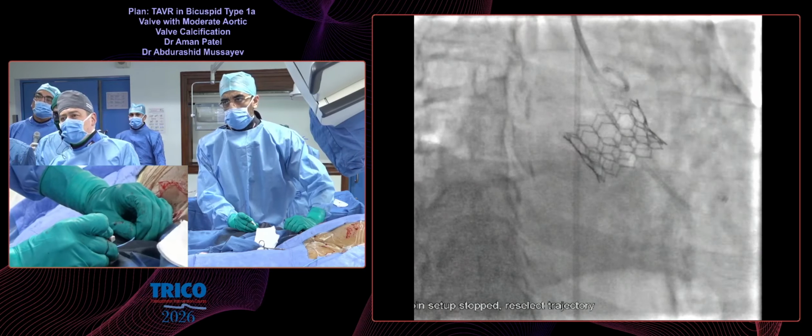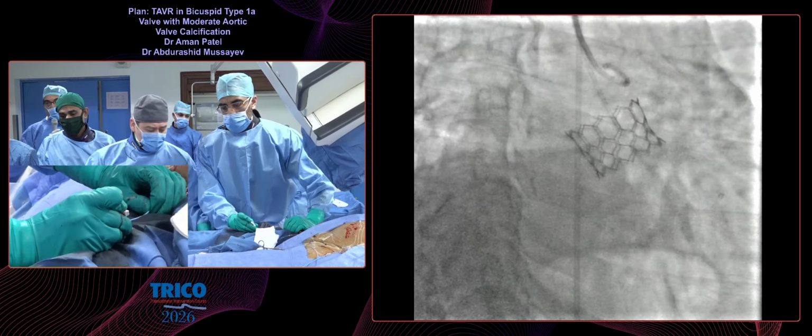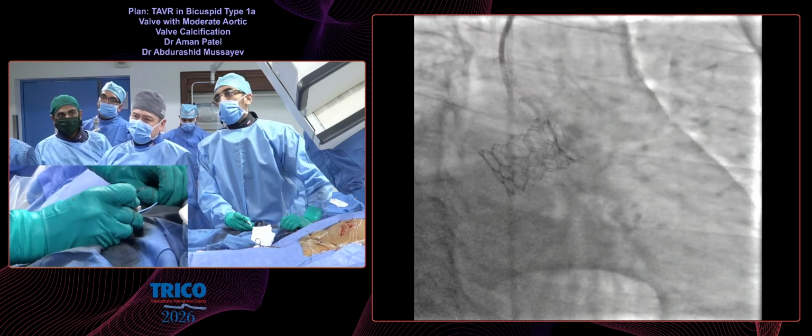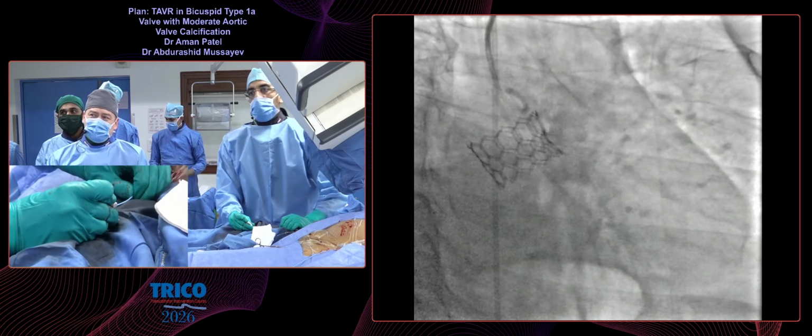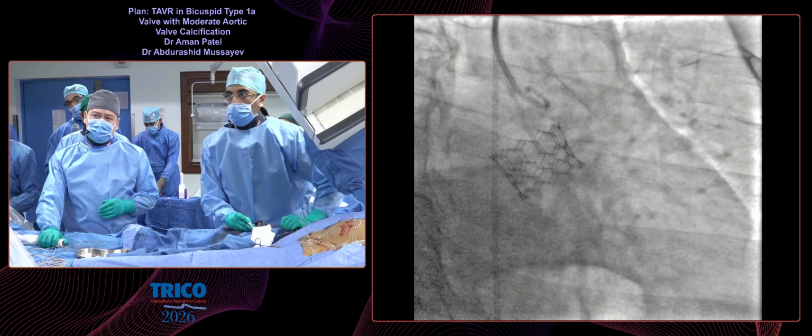More caudal. More. Good. We can see at the raphe there is a slightly under-expanded valve. Yes. So we don't need to do anything for that. That raphe is so hard, even surgeons cannot cut it. So if you try to post-dilate more, the valve will rupture on the non-coronary side. It's true. Ready?